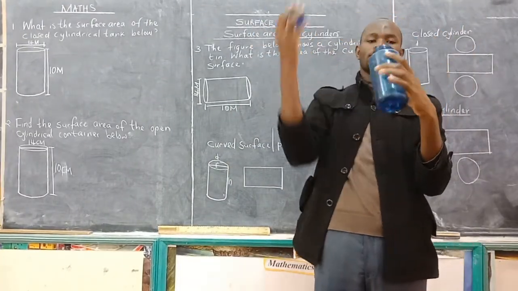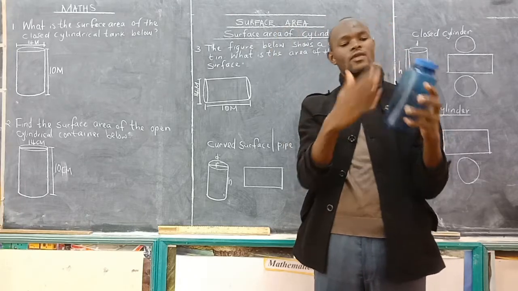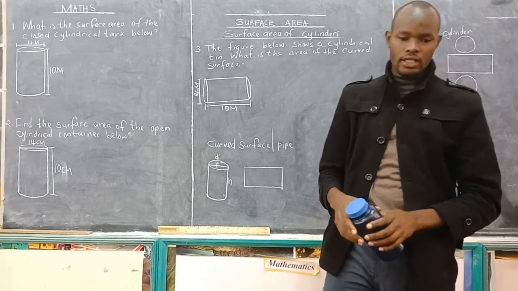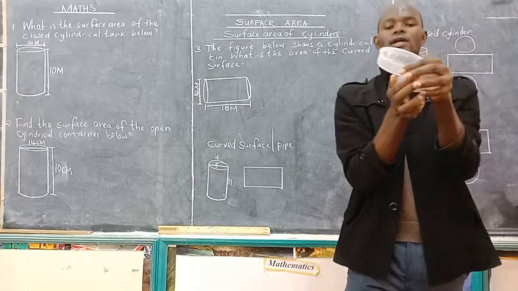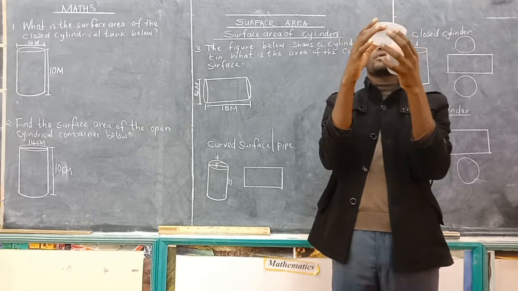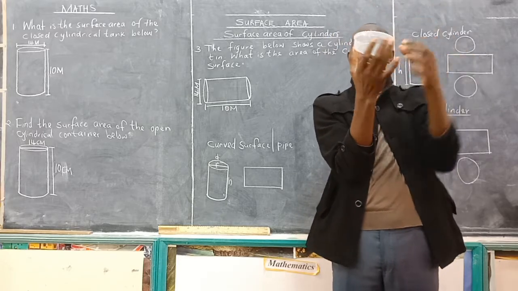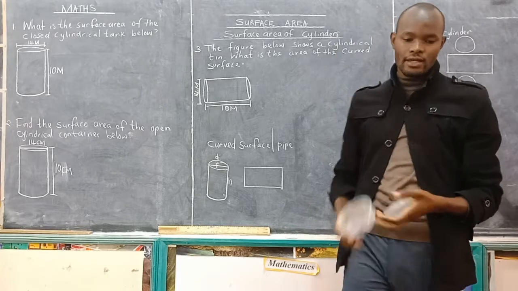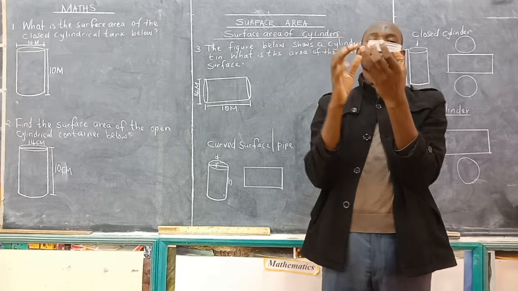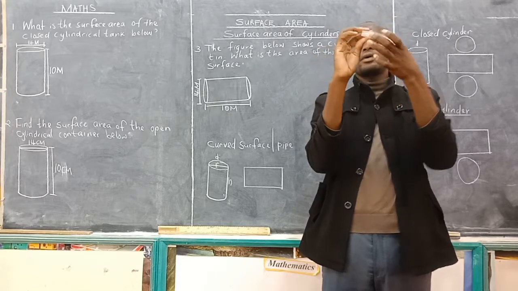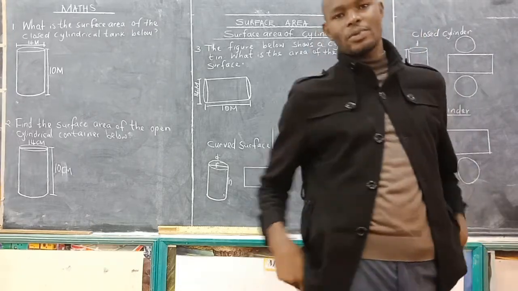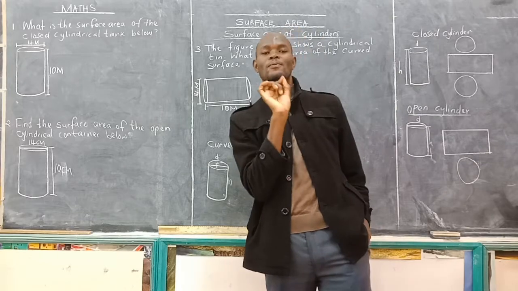We have another one. This is also a cylinder with the top. Then we have the curved surface, and a circle at the bottom. This is also a cylinder, with a curved surface, an open circle at the top, then another circle at the bottom. So this one is an open cylinder. Same to this. That is an open cylinder.